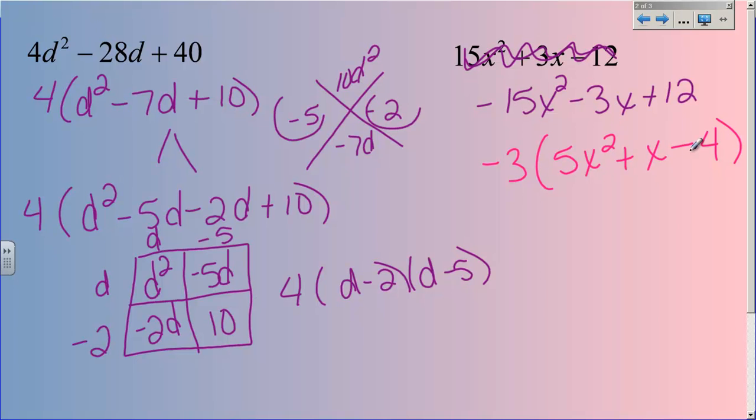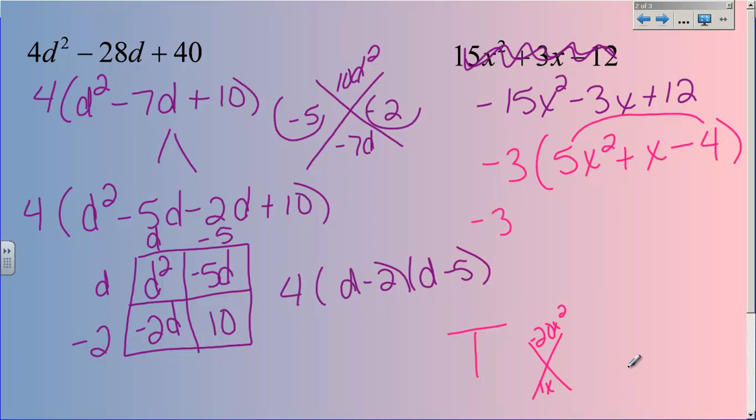So now I'm going to factor this the same way I factored the other one. So negative 3 is going to remain part of my answer, but then I have to factor this. So I'm going to have to do 5 times negative 4 first. Well, 5 times negative 4 makes negative 20. And so I have negative 20 x squared, and then the number in the middle is just 1x.